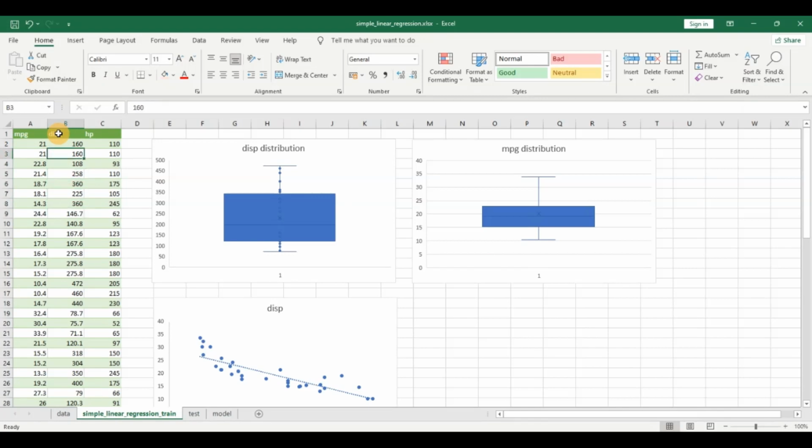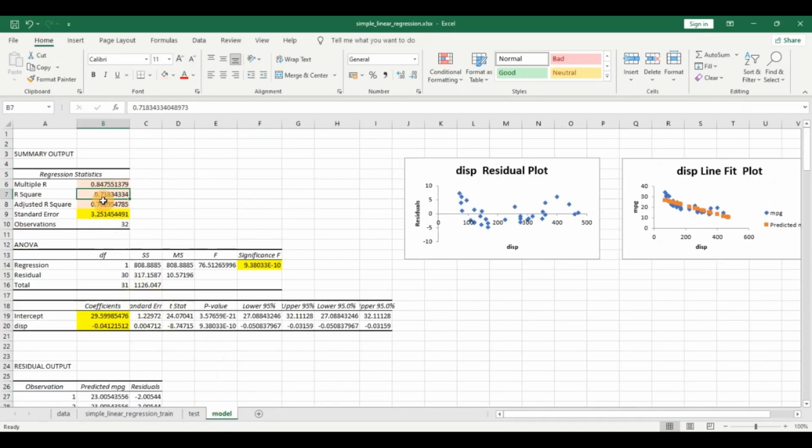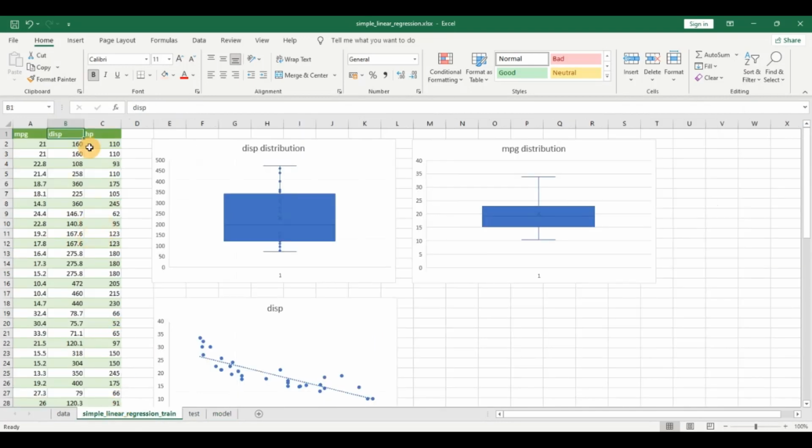So in this case, in a simple linear regression model, our target variable was miles per gallon and our predictor variable was displacement. So how much of the variability in miles per gallon can be explained by displacement? In this case, 0.71, so 71.8% of the variability in the miles per gallon can be explained by the displacement in this case. Okay.